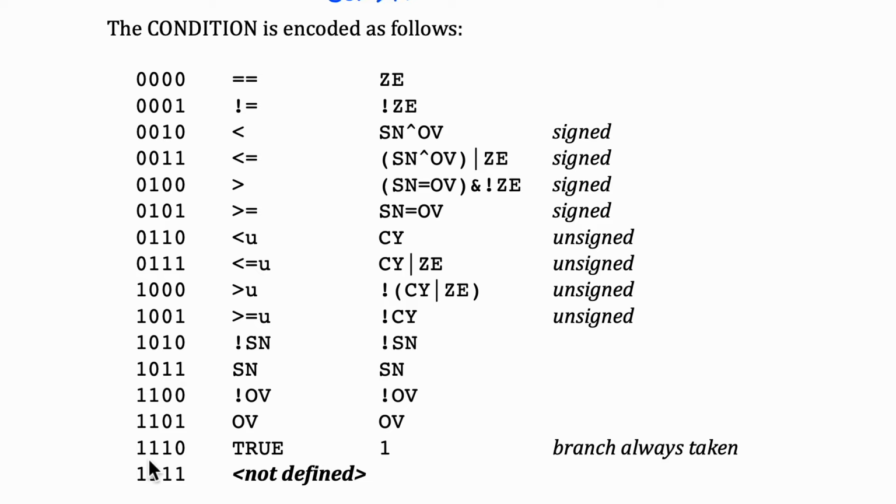This condition here, 1110, is always true, and so that is used for a simple goto instruction. The branch will always be taken. And the final value is not defined, so we don't want to say anything further about what would happen if that particular bit pattern appeared in some instruction.